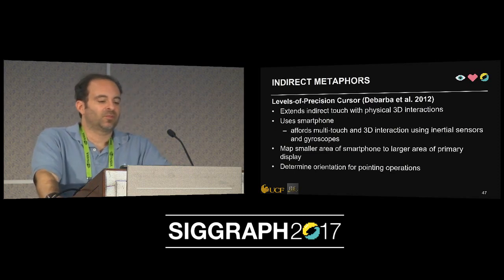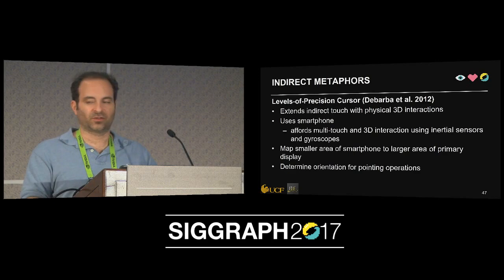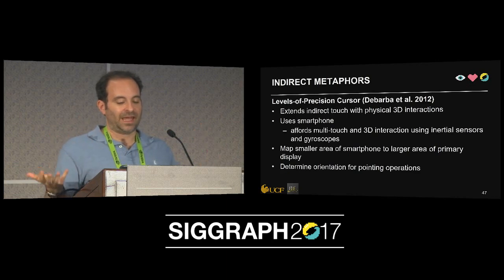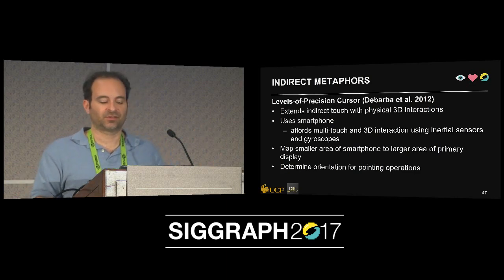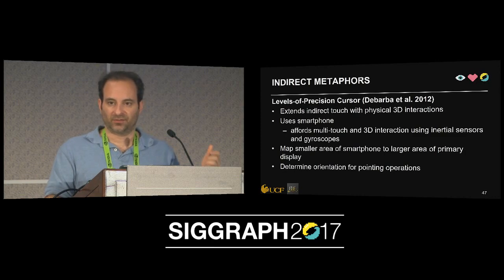Now there's the level of precision cursor, okay, which extends indirect touch with physical 3D interaction. So using a smartphone, right? Smartphones give you multi-touch and 3D interaction with inertial sensors and with gyroscopes, for example. So you have that extra rotation, if you will. And you can map a smaller area of the smartphone to a larger area of the primary display and then determine orientation for pointing operations with the phone.